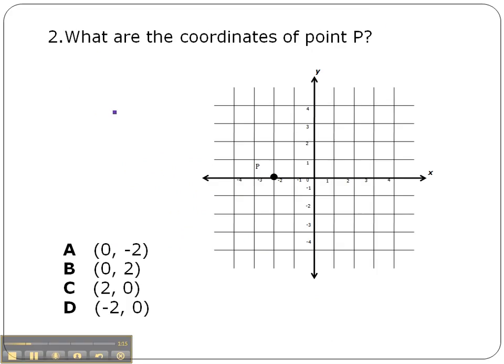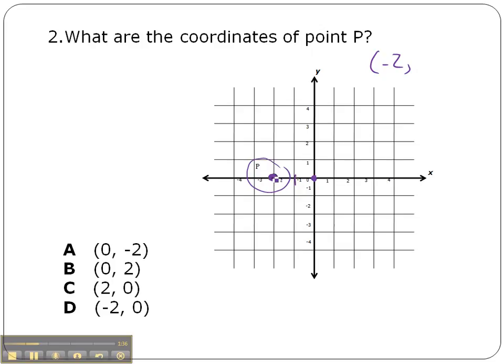Question 2. What are the coordinates of point P? Point P is right here. Let's see, we started at our origin. We want to see how far we're moving in x, how far left or right. I'm moving 2 spaces to the left, and to the left on my horizontal axis is in the negative direction, so I'm at -2 in x.